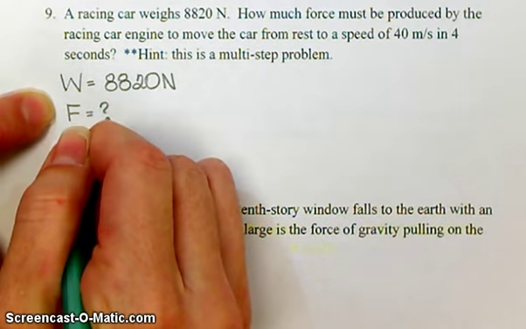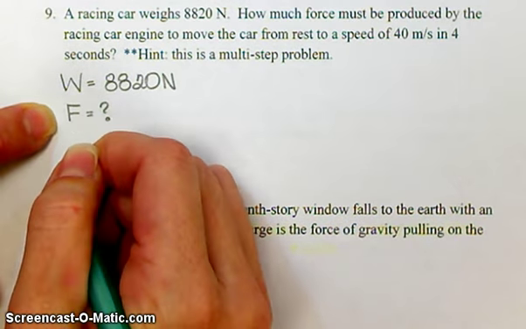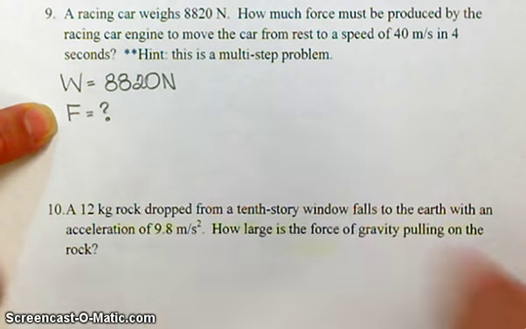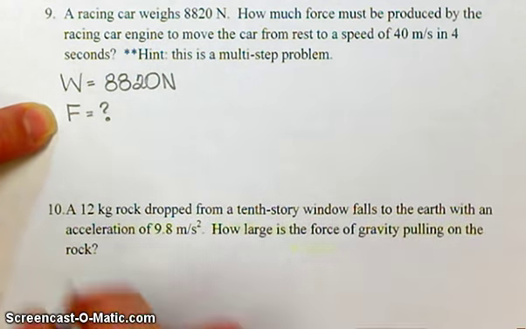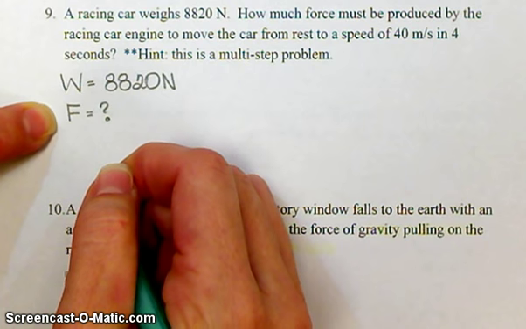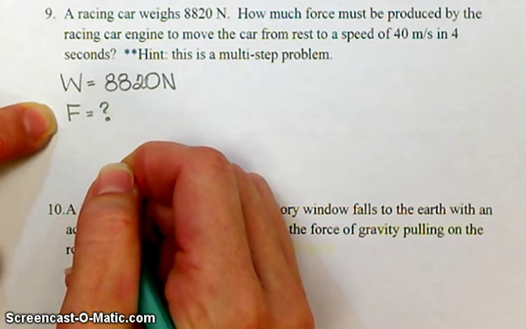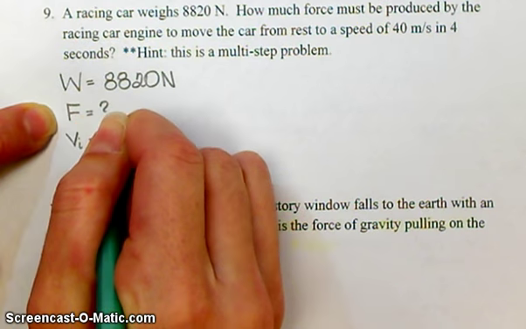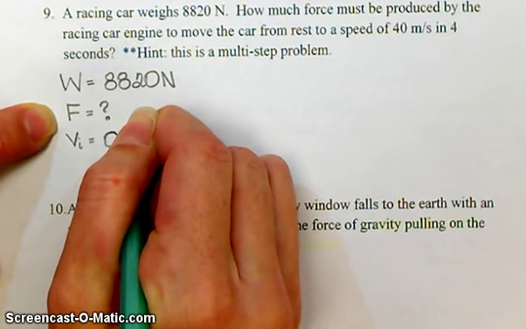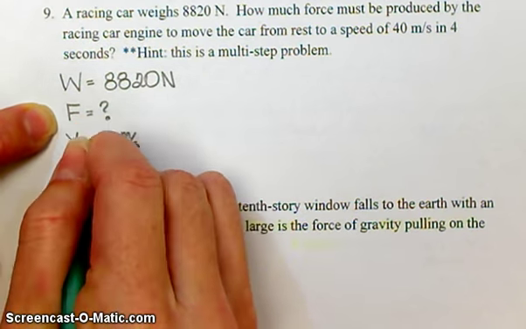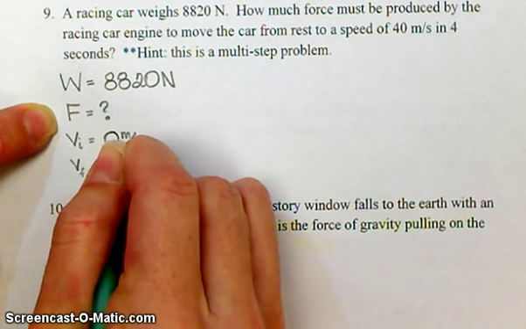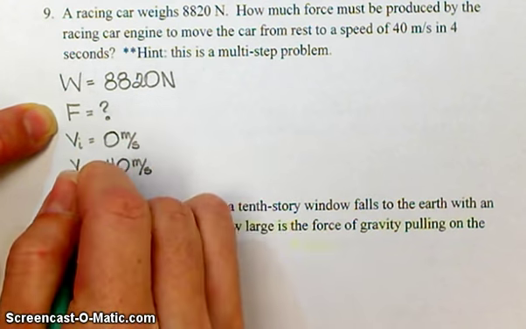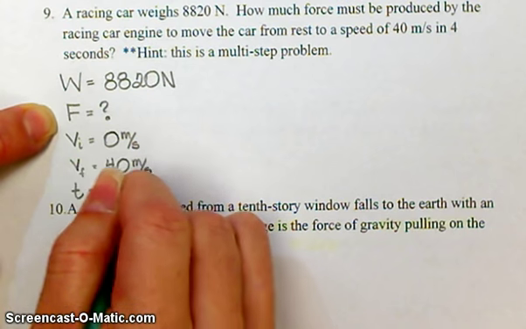We do have a speed. Technically, y'all have a formula that involves initial and final velocity, but we can call it initial and final speed. That's okay. From rest to a speed of 40 meters per second. There you go. So initial velocity is actually 0. I'm going to go ahead and call it velocity. What's final velocity? 40 meters per second. Time is 4 seconds.